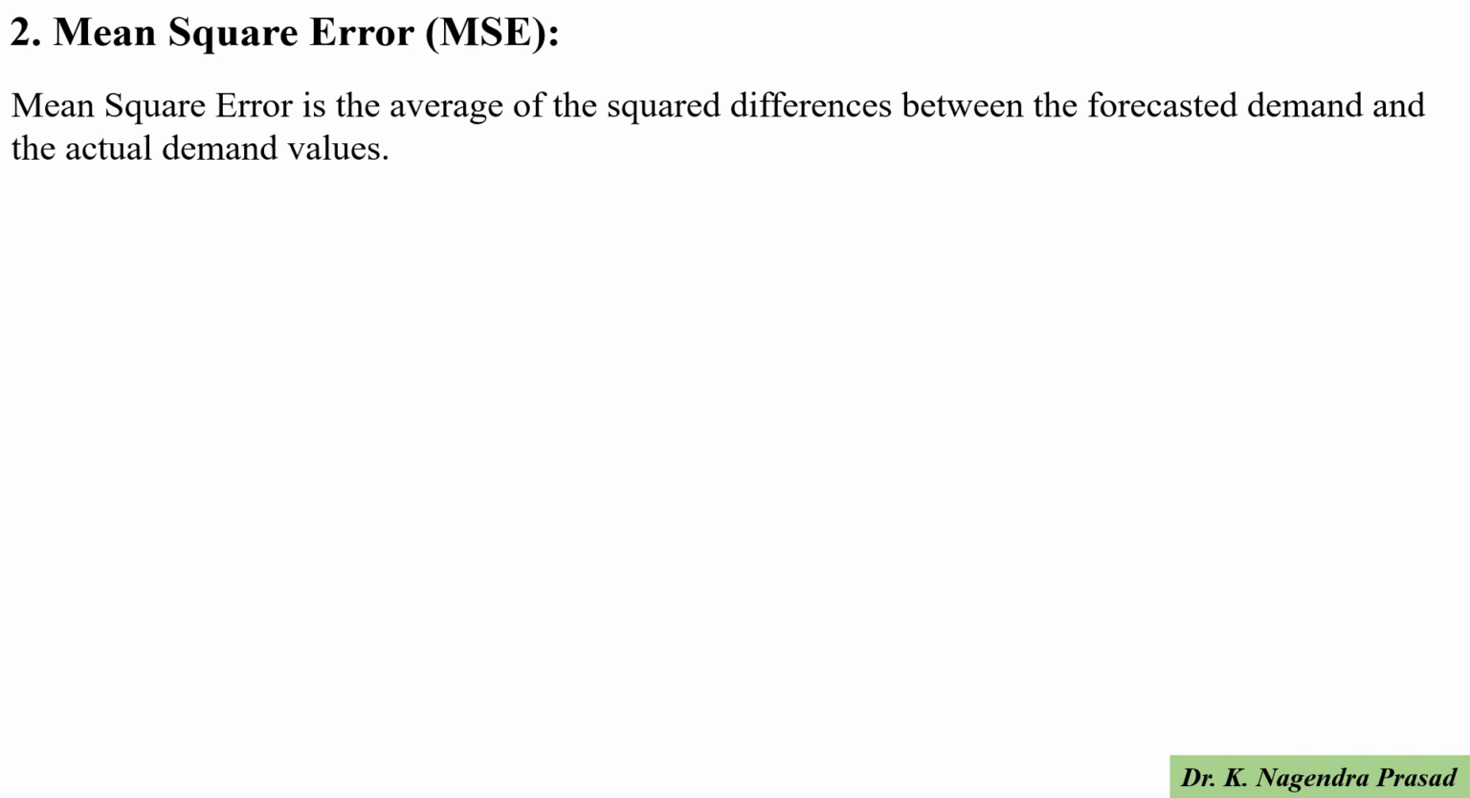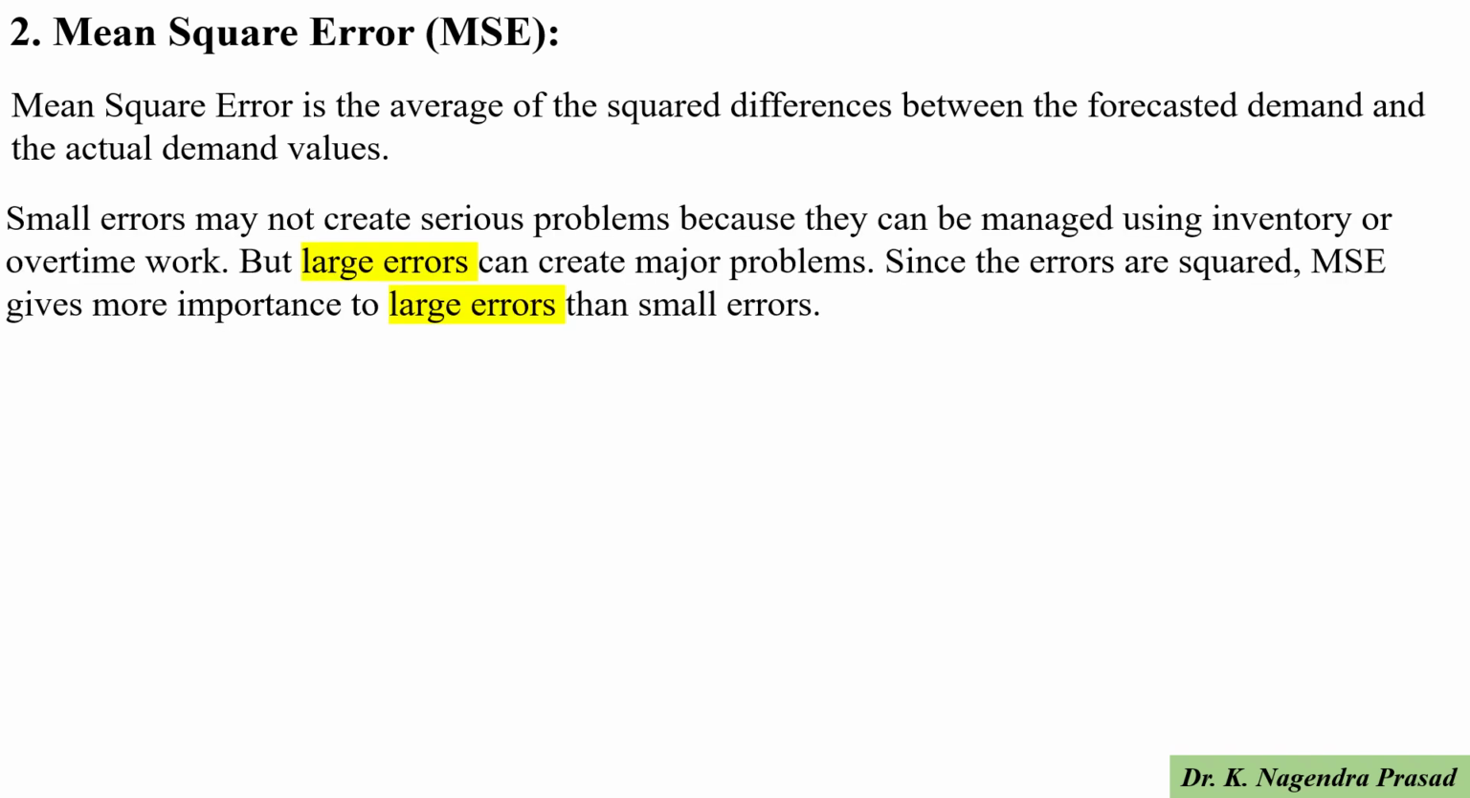Next we will discuss the mean square error, that is MSE. Mean square error is the average of the squared differences between the forecasted demand and the actual demand values. Small errors may not create serious problems because they can be managed using inventory or overtime work. But large errors can create major problems since the errors are squared. So MSE gives more importance to large errors than smaller errors.